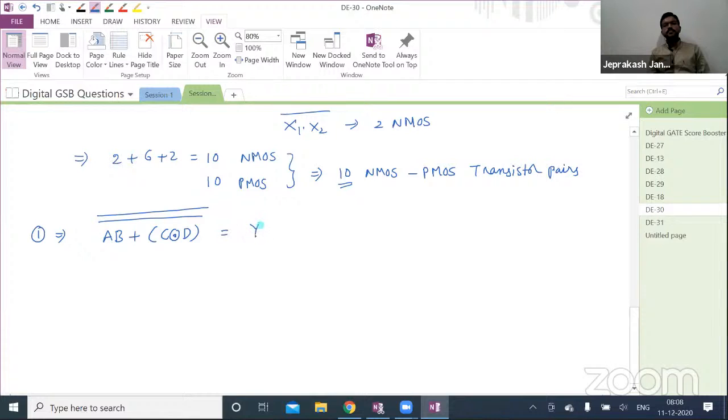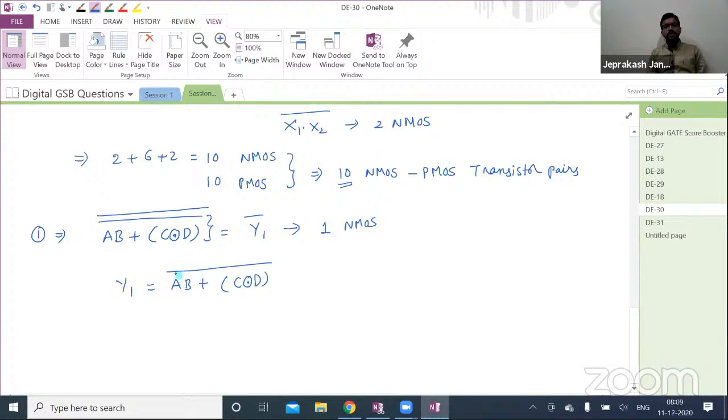what we can do is represent this as y1 bar. This entire expression I have labeled as y1. So first let us analyze y1. Y1 is nothing but AB plus C exclusive-NOR D, whole bar. Now, for y1 bar, you require one NMOS, because under the complement you're having only one variable.